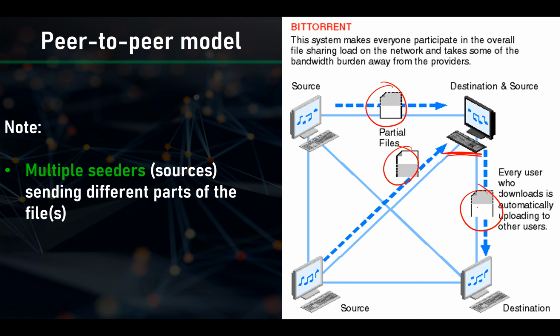Right, they're all sending different parts of the same file. Yeah, therefore we say, well, this person here, right there. So this person is downloading multiple parts of the file from different people. Therefore, that can be faster.